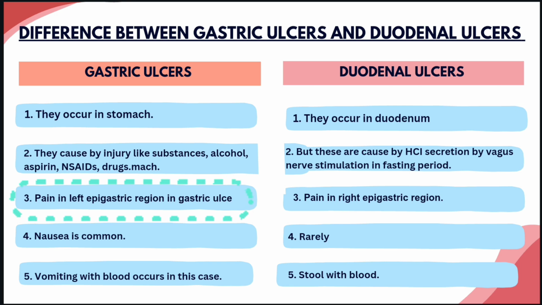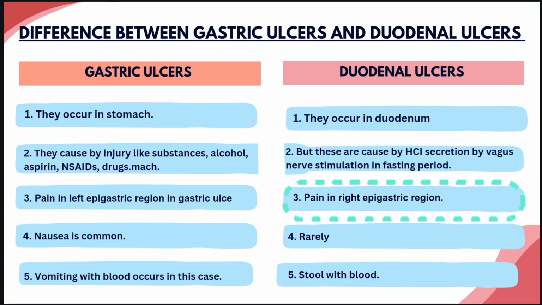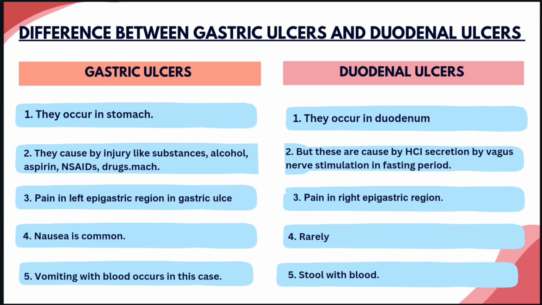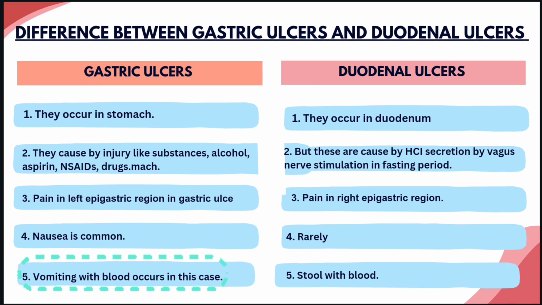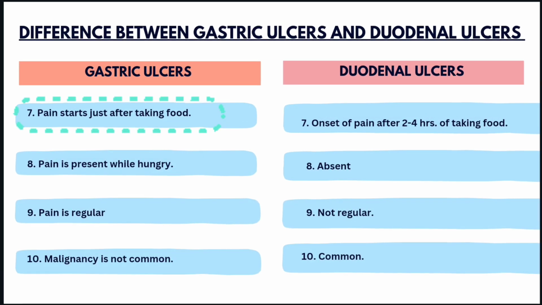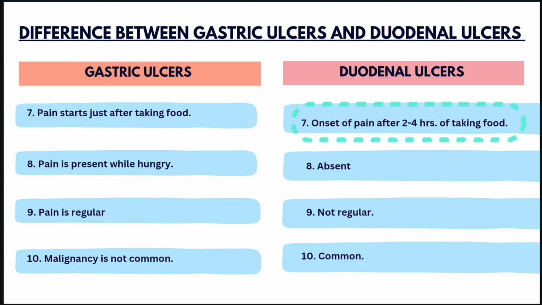Third point is the pain: in gastric ulcer the pain occurs in the epigastric region, while in duodenal ulcer the pain occurs in the right epigastric region. Fourth, nausea is very common in gastric ulcers, but in duodenal ulcer it is rarely found. Fifth, vomiting with blood occurs in gastric ulcer, but in duodenal ulcer stool with blood occurs. Seventh, pain starts just after taking food, whereas in duodenal ulcer the pain occurs 2 to 3 hours after taking food.